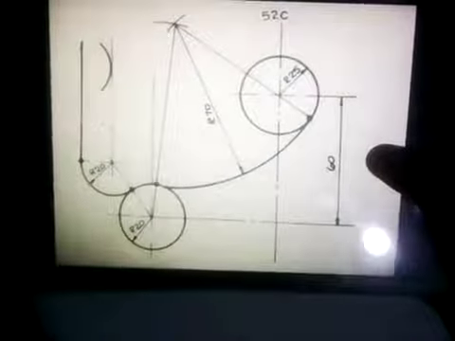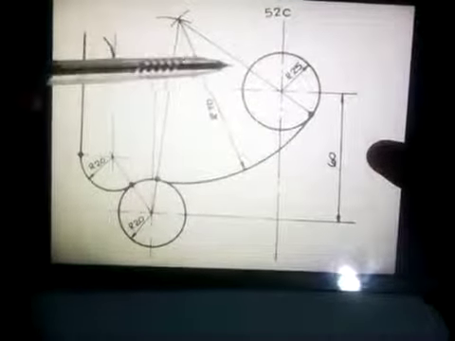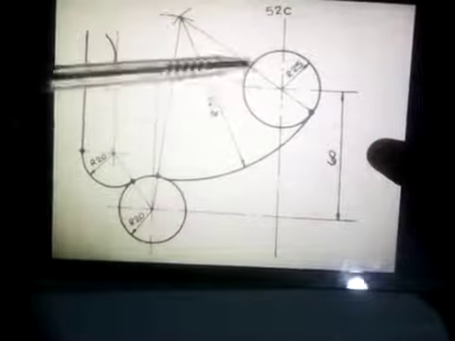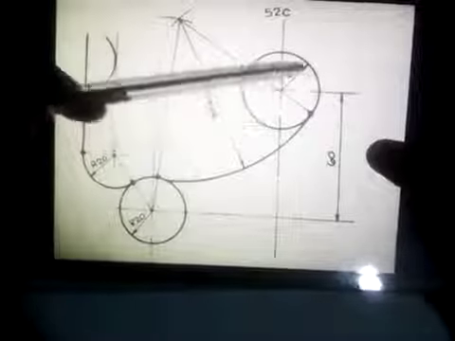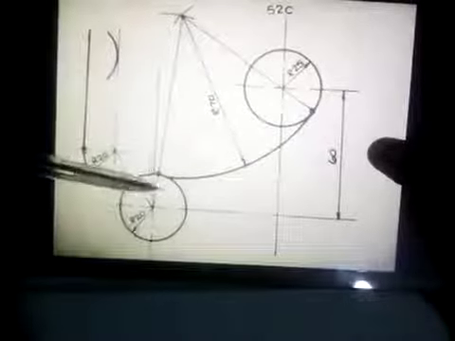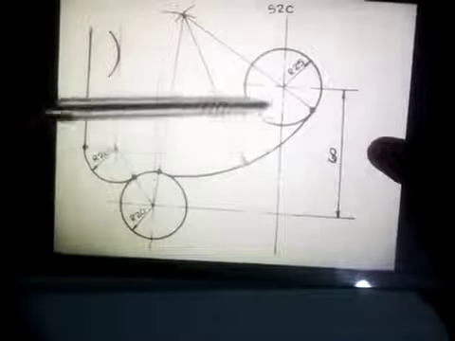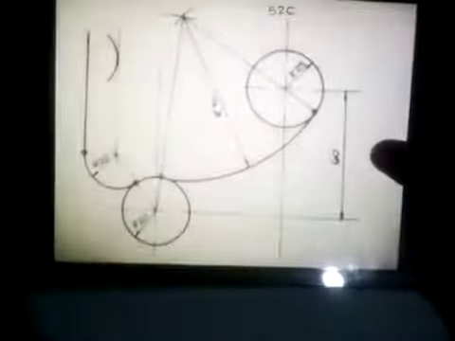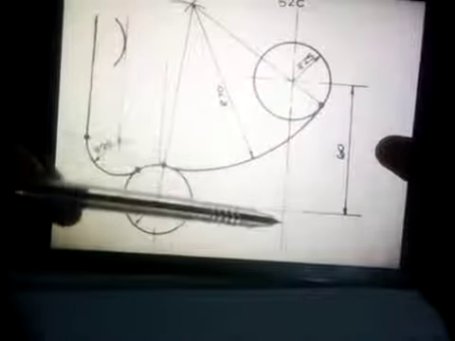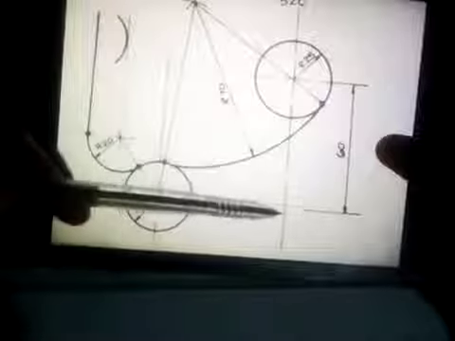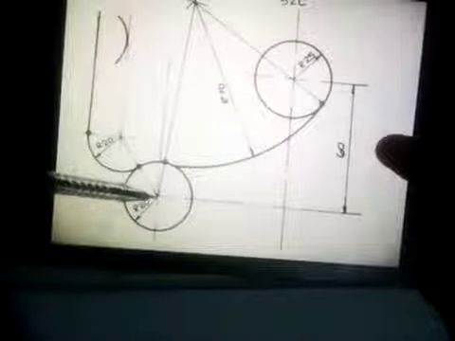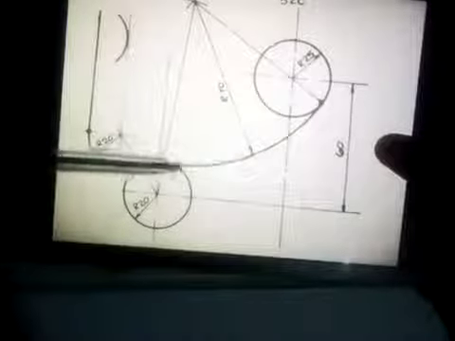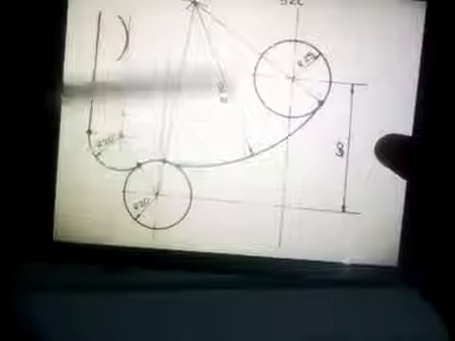Okay, so right now I want to explain the dimensions of this object. As you can see here, we have the radius of this circle to be 25, the radius of this circle is 20, the radius of this arc is 20, and the distance from the center of this circle down here is 60 millimeters. And also I found out that the distance from this point to the center of this circle is also 60 millimeters, and the radius of this arc here that will connect these two circles together is 70 millimeters.